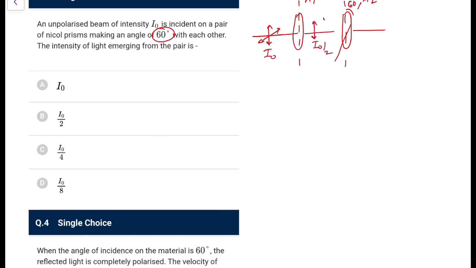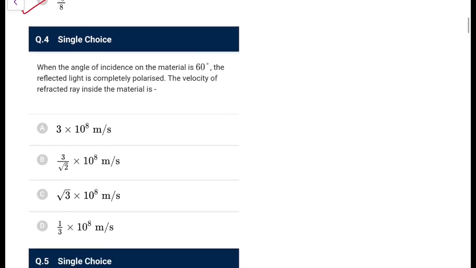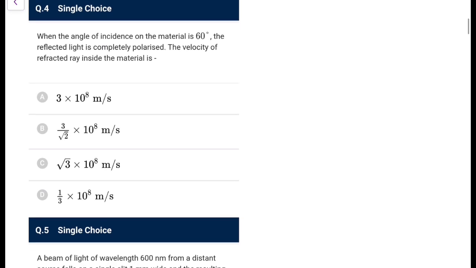Now because it is polarized, we can apply the law of Malus and the angle is 60 degree. So finally we will get the rays which are polarized as per the a2 axis, but this intensity I would be the initial intensity I naught by 2 into cos square 60, and cos square 60 is 1 by 4, so this would be I naught by 8. So go for option D. Very standard question, asked many times in examinations.